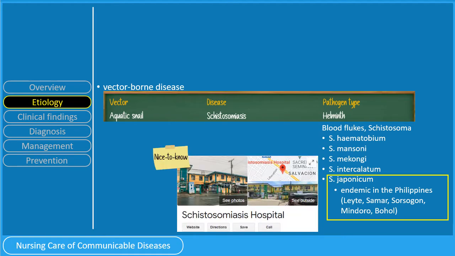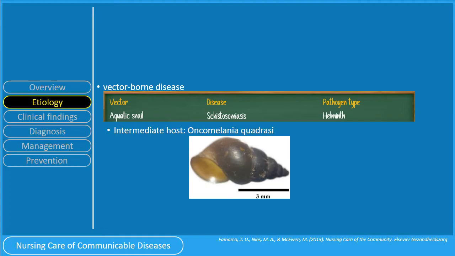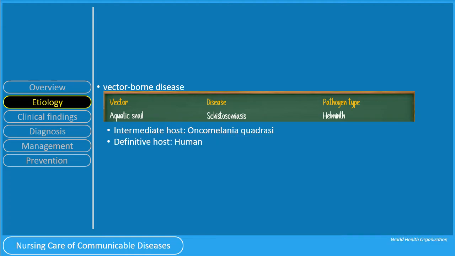As a nice to know, there is actually a schistosomiasis hospital that I learned about while making this presentation. Some of the information that I have presented here will be from their IEC materials. The intermediate host is the snail Oncomelania quadrasi, and this is one of the most frequently asked questions regarding schistosomiasis. The definitive host is man.